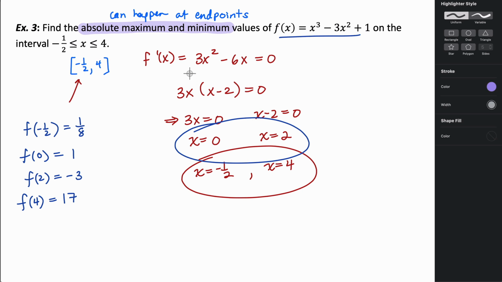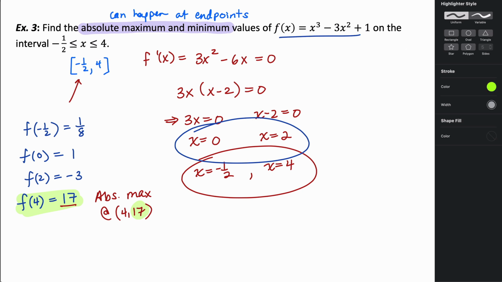So which of these is the largest number? Well, the largest value is this one here. That represents our absolute maximum. So the absolute maximum value is 17. It occurs at 4, right? So it's at the point (4, 17), but the actual absolute maximum value is 17.